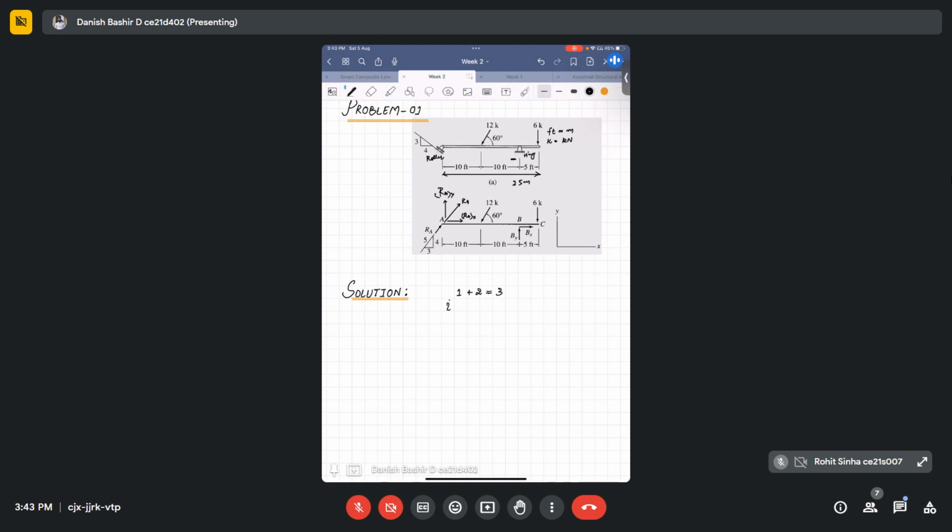Degree of static indeterminacy I is equal to R minus 3. It's actually R, so 3 minus 3 is equal to 0. It's a determinate structure, okay? So first was the free body diagram. We are done with the free body diagram. We are done with checking the static determinacy. Now we have to compute the support reactions.